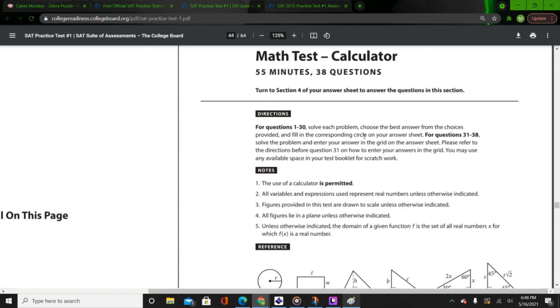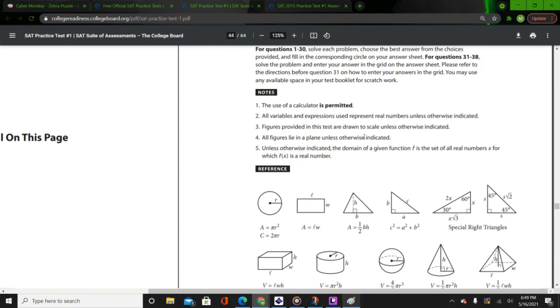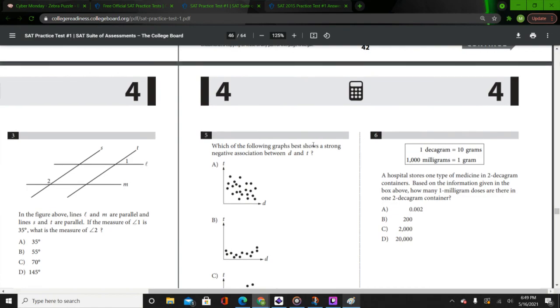All variables and expressions used represent real numbers unless otherwise indicated, and all this other jargon that we just read earlier gives us this nice sheet, same as before. And yeah, I guess we're ready to start.